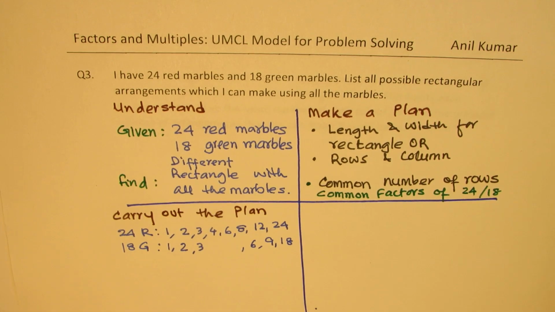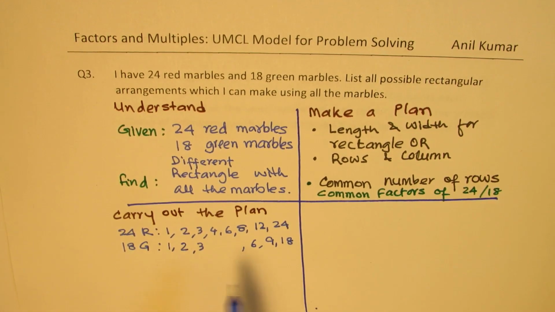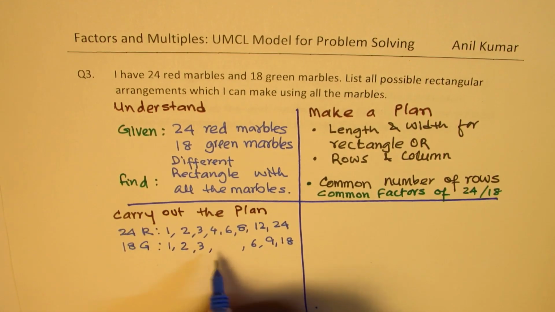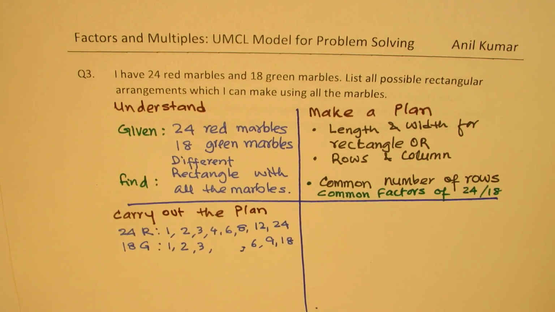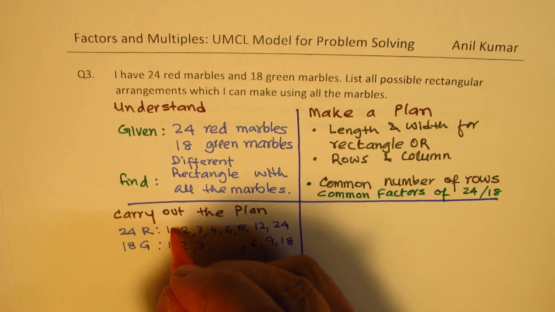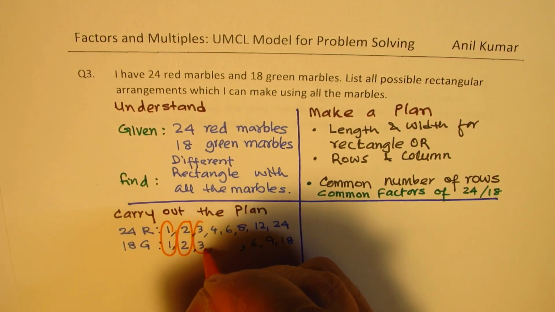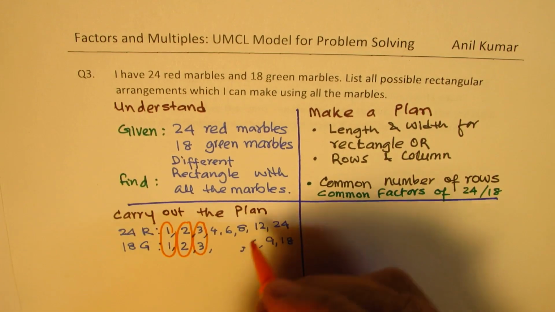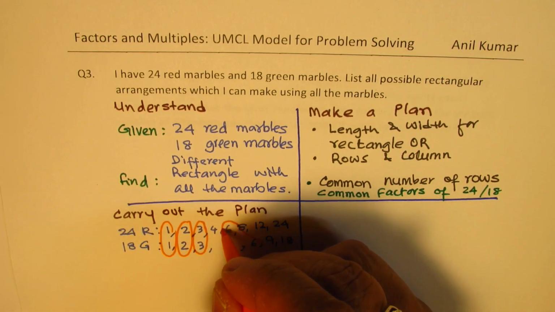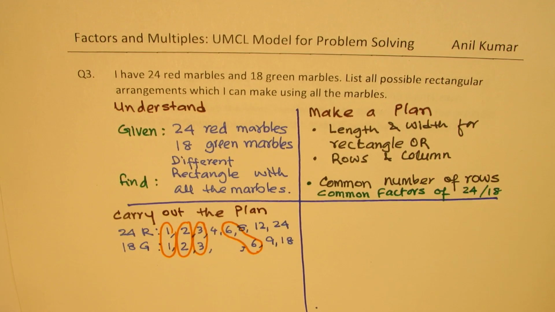Right? So I think that's it. So after that, no more, right? So these are the factors of 18. Now out of these, what are common? Let's highlight those. Well, 1 is common, 2 is common, 3 is common. What else? 6 is common, right? That is it, right? So out of these, we have 1, 2, 3, and 6 common.